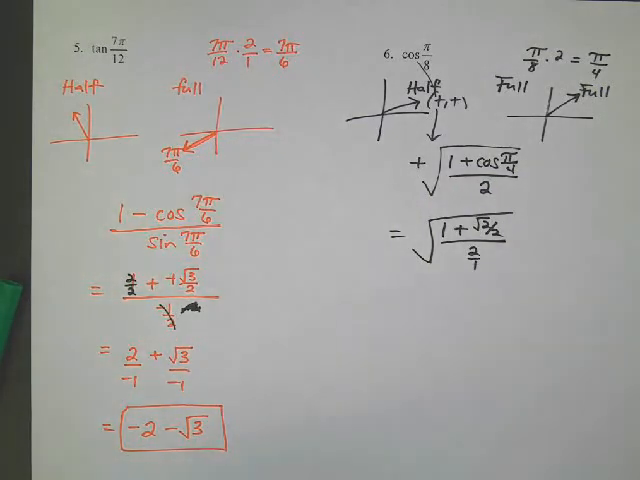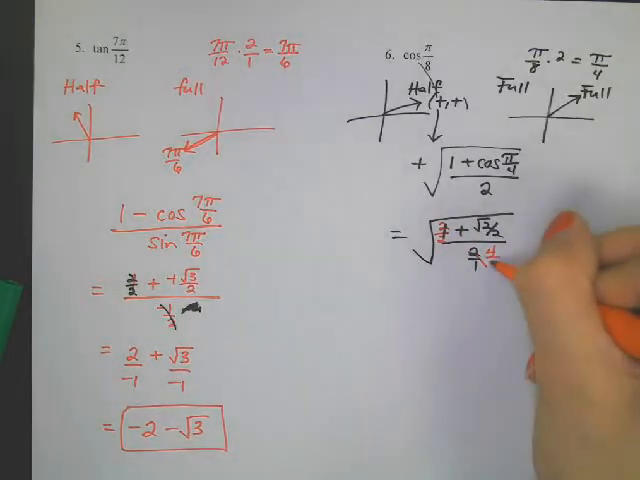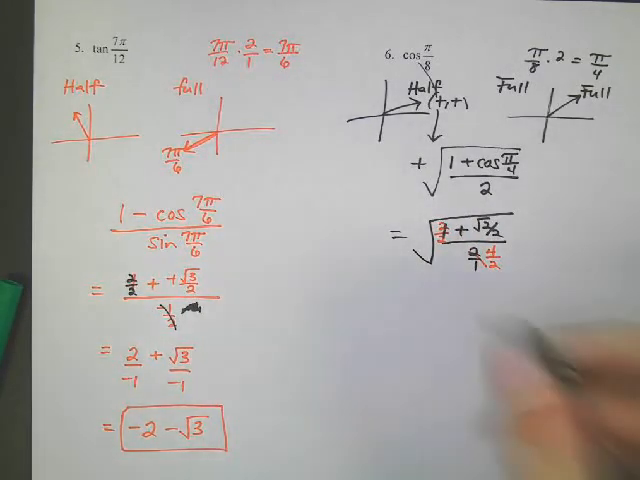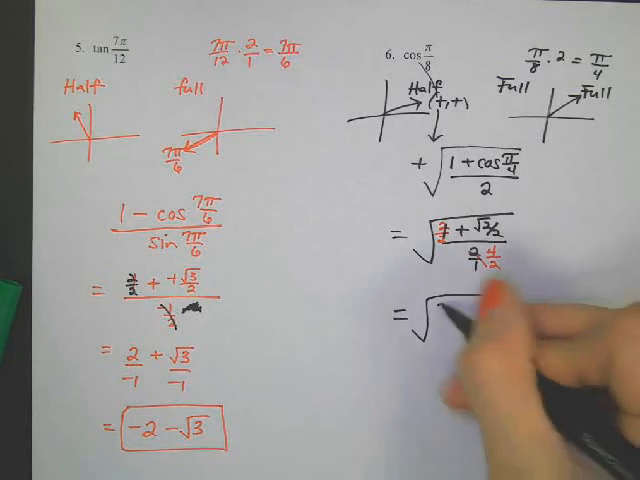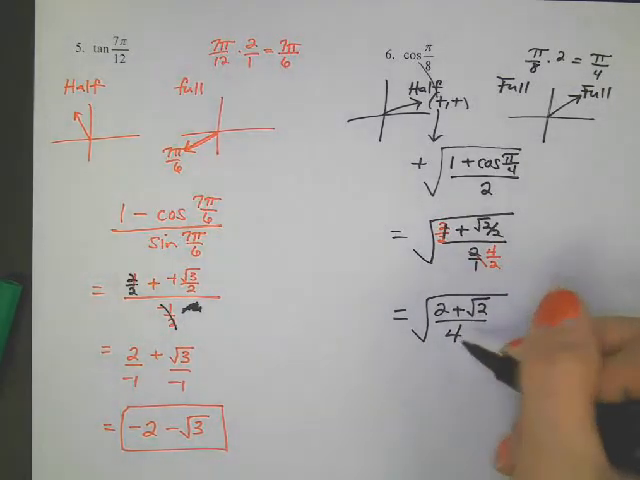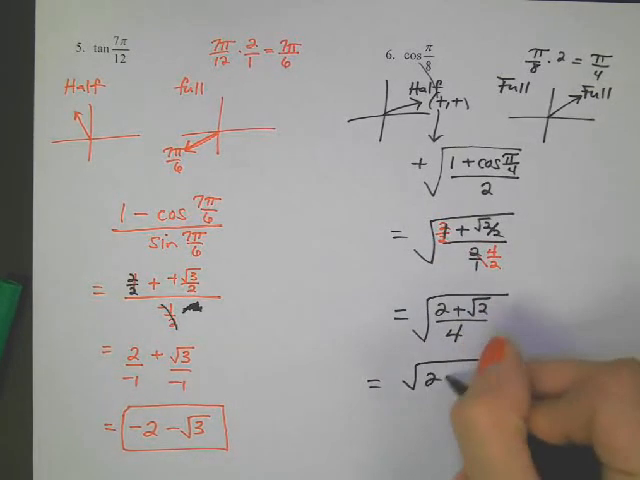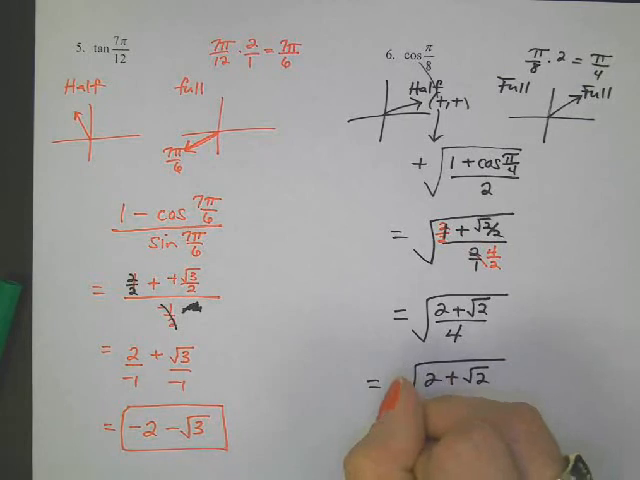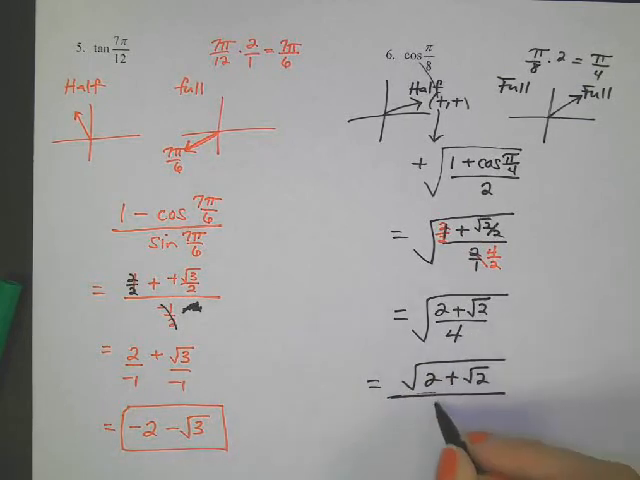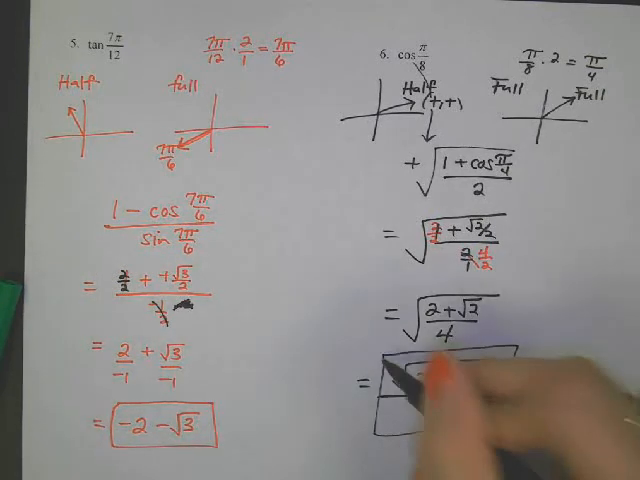Here's where I've got to make some 4s. So this is 2 over 2. This is 4 over 2. Now they all have denominators of 2. So we have 2 plus square root of 2 all over 4. Inside of the radical, can the 4 come out? Absolutely. At this point, make sure your divide bar is nice and big so that the 2 is not trapped in there at all. Okay, half angles.